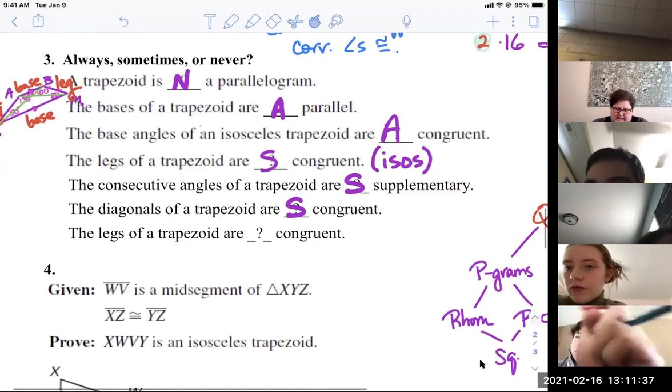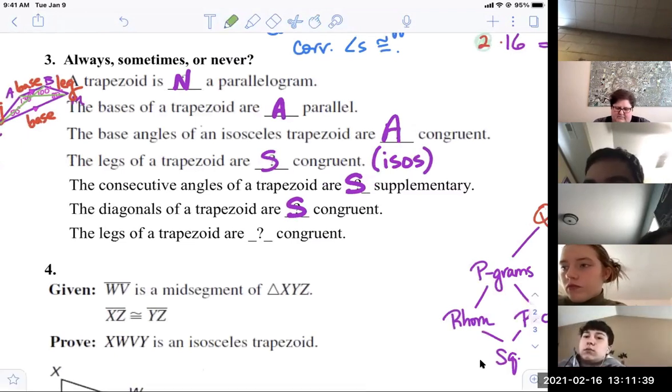Okay. And then this one is actually a repeat. That's the same as the fourth one down. All right, let's talk about homework.